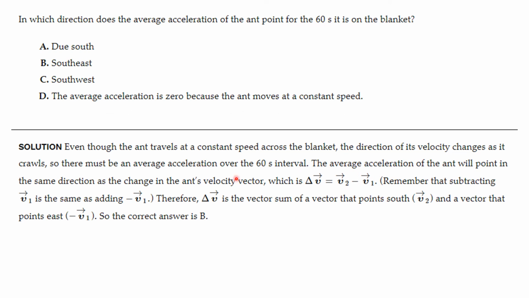Even though the ant travels at a constant speed across the blanket, the direction changes. So there must be an average acceleration over the 60-second interval. The average acceleration will point in the same direction as the change in the ant's velocity, which is delta v, the vector v2 minus the vector v1. So this delta v is the vector sum of a vector that points south and a vector that points east. So it is going to be southeast.